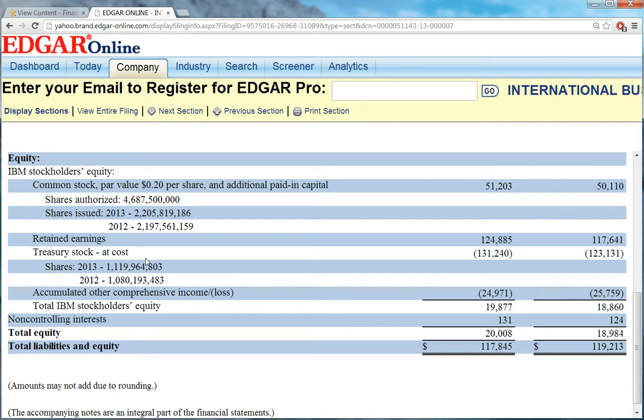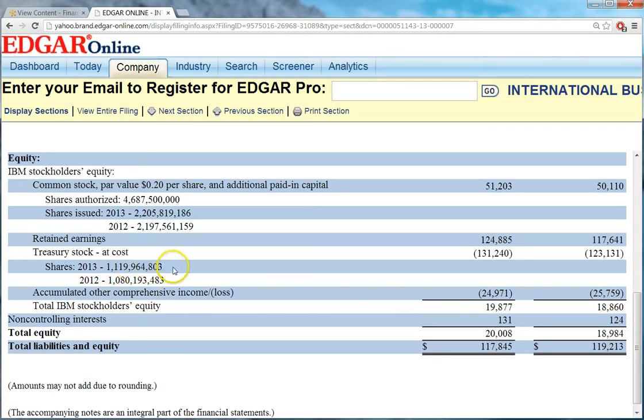There's shares authorized, shares issued, and shares outstanding. Authorized is just that, what we are authorized to issue under our state incorporation rules. Issued means that it has been purchased at some point by investors. Outstanding means that it is currently held by investors. And so IBM has gone into the market over time and essentially repurchased almost half of its common stock.